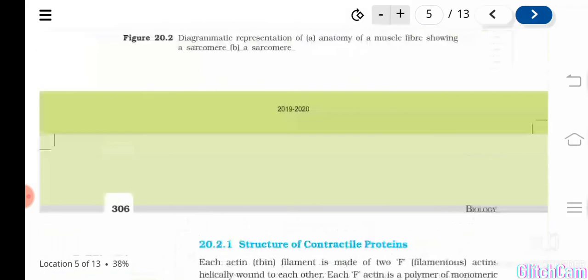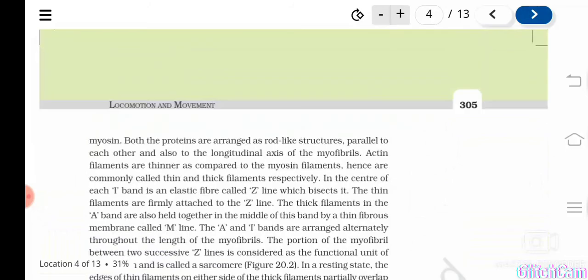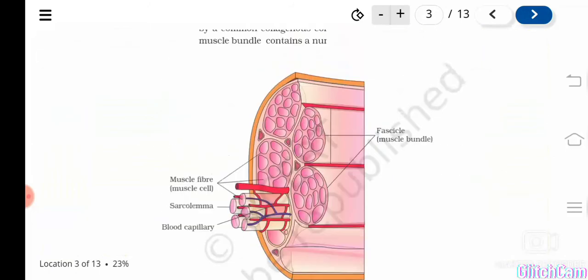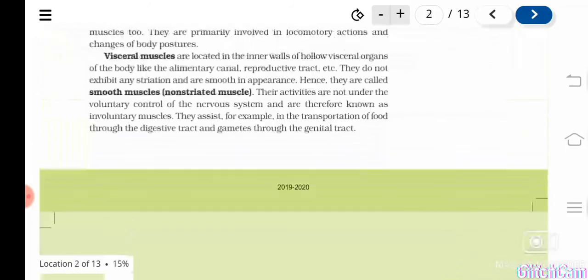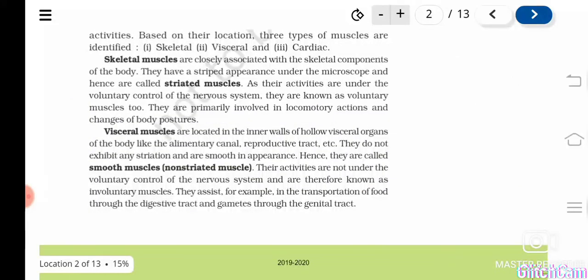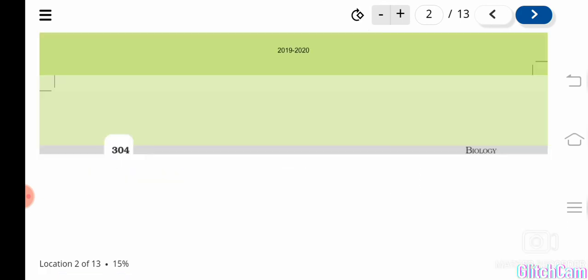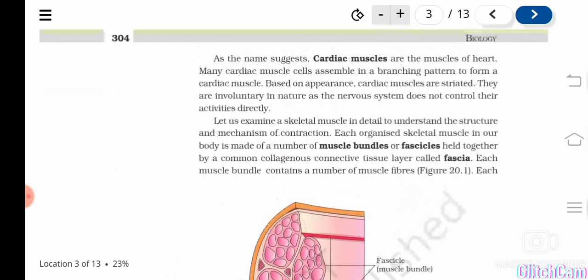So what we have learned is about the skeletal muscles. I told you what skeletal muscles are, and what is the speciality? They are also known as striated muscles. They are known as voluntary muscles, and muscles are made up of a group of muscle fibers, muscle bundles or fascicles, which are groups of muscle fibers. They are bound by what? Collagenous connective tissue called fascia.